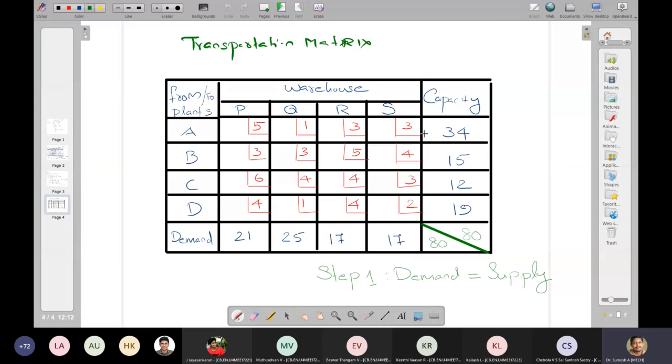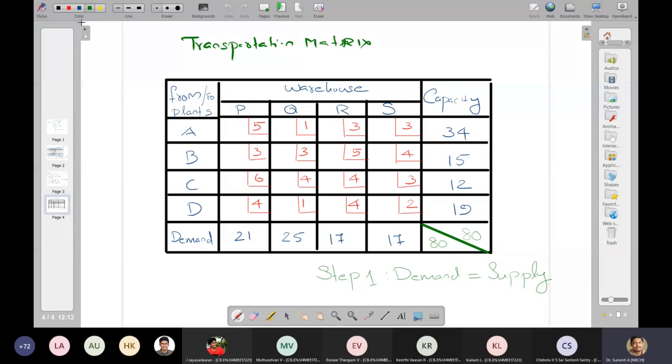Okay, a dummy row or column will have cost element equal to 0. Whatever the excess value you are having, you have to write it in the demand or capacity. Based on the row or column, accordingly you can add, and always ensure demand is equal to supply. Was that clear?